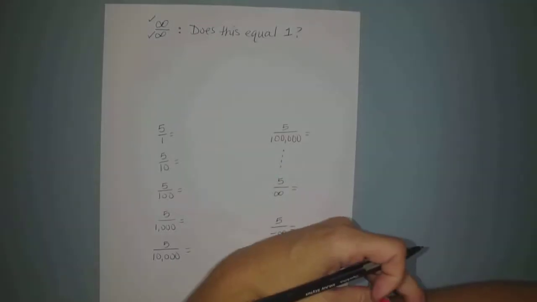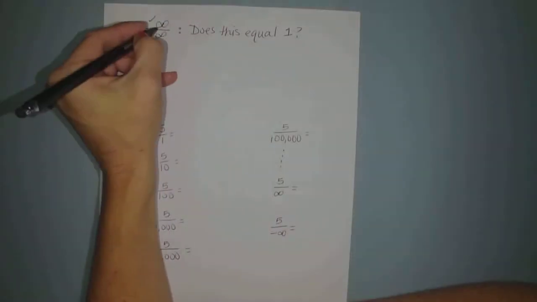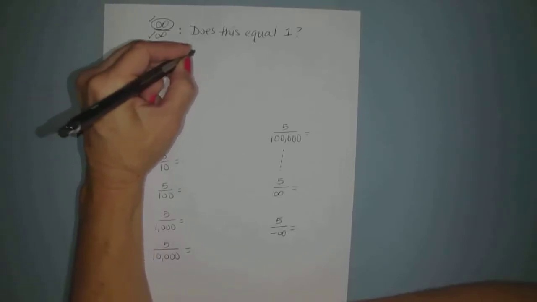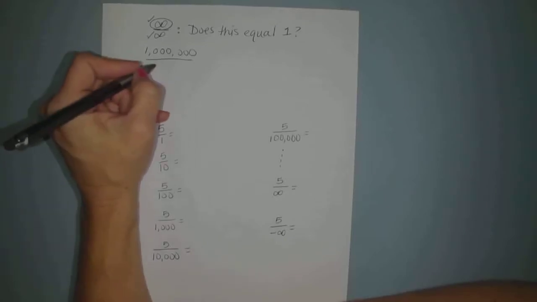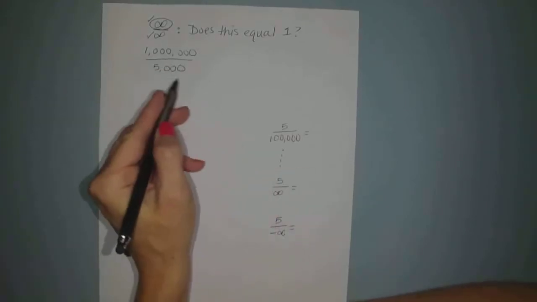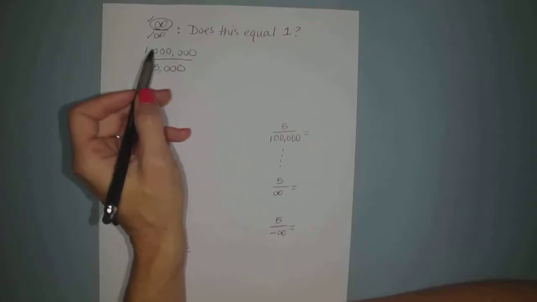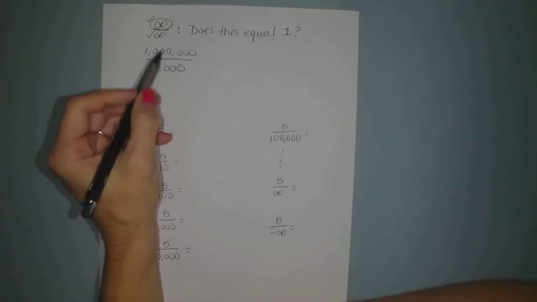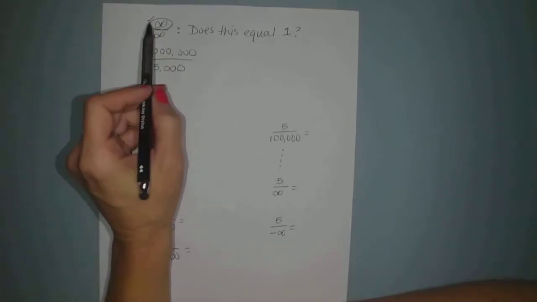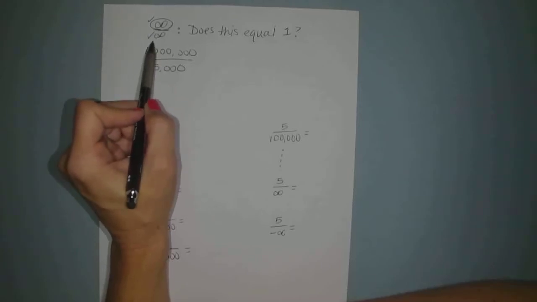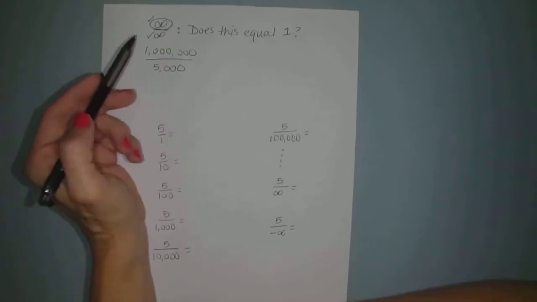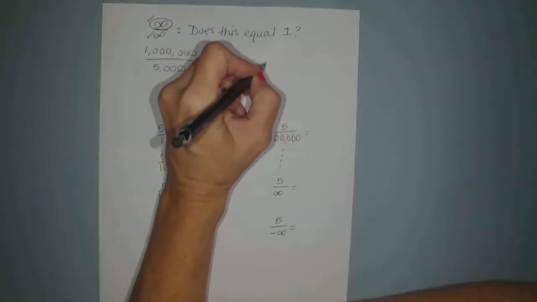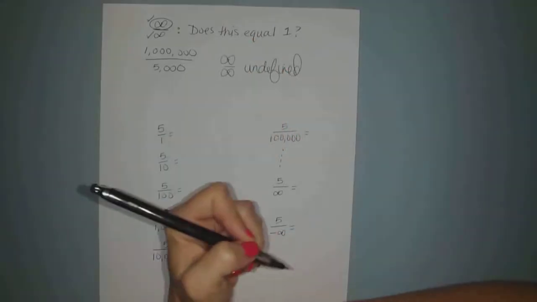Infinity is just the concept of growing larger without bound. So who's to say this infinity isn't 1,000,000 and this infinity isn't 5,000? I mean, 5,000 is pretty large. 1,000,000 is pretty large. But since this is just the concept of growing large, we can't identify truly what infinity equals. So if we can't define this and we can't truly define that, then we definitely can't define the quotient. So I just want to make sure you realize that infinity over infinity is undefined. It is not equal to 1.